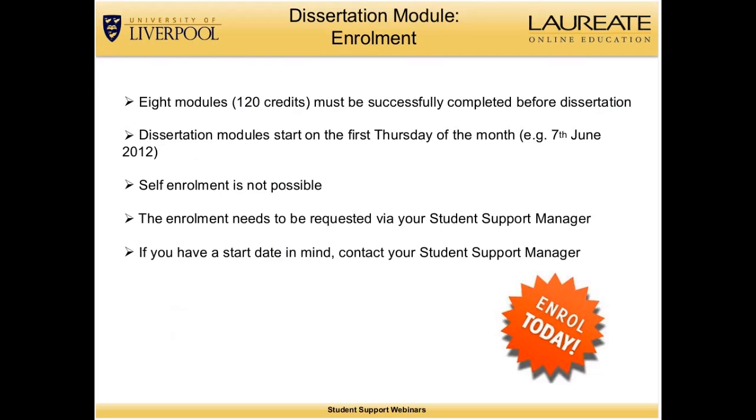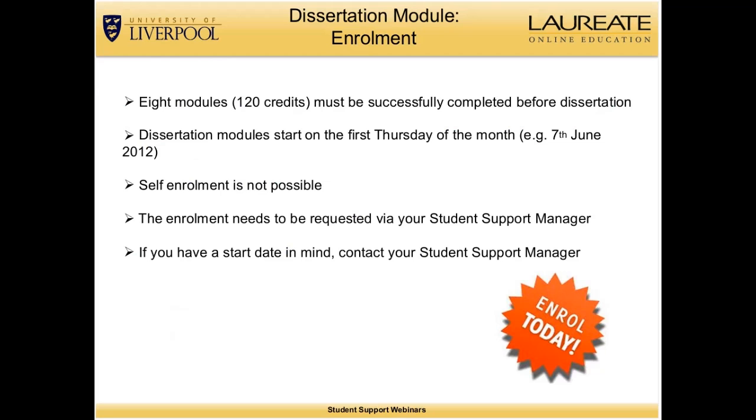So we start with dissertation module enrollment. You should be reminded that you require 8 modules, which reads 120 credits, to have successfully been completed before you actually start the dissertation class. The modules start on the first Thursday of the month. So for example, in June, that would be the 7th of June 2012, looking back.